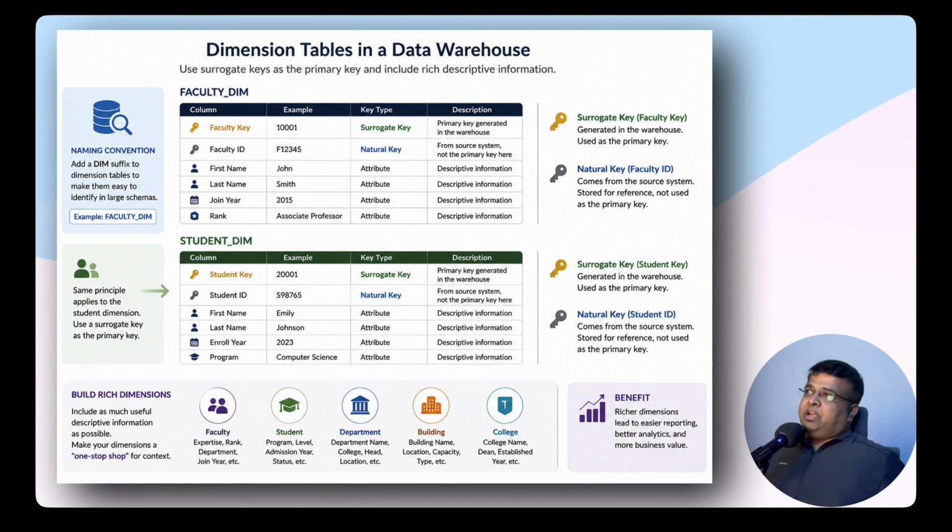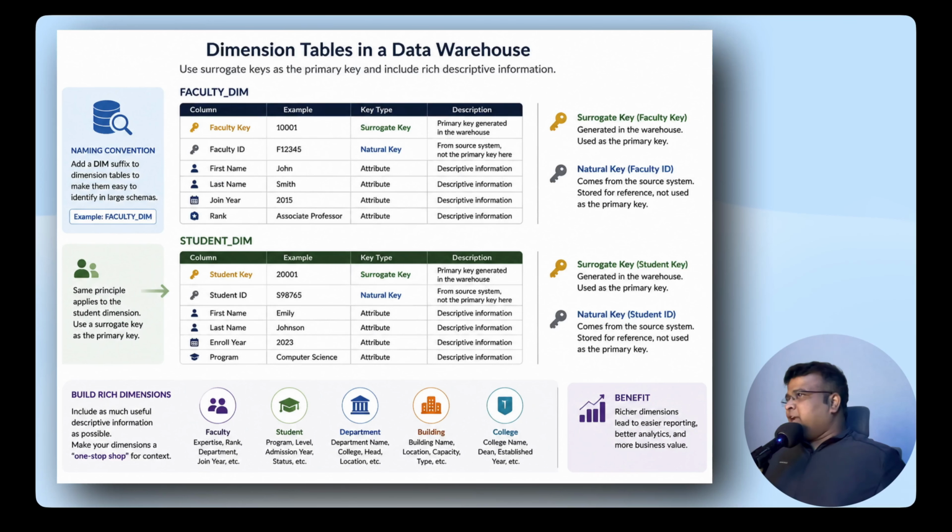The same idea applies to the student dimension. You may still have a student ID coming from the source system, but the actual primary key in the warehouse would typically be something like a student key, which is a surrogate key generated internally. So make sure that you're comfortable with this difference between primary keys and foreign keys, and natural keys versus surrogate keys, because those concepts are really the foundation for dimensional modeling.